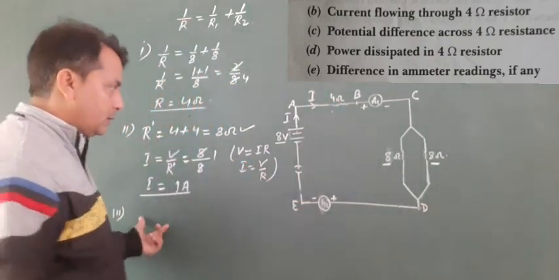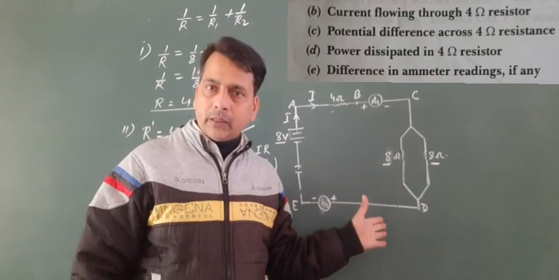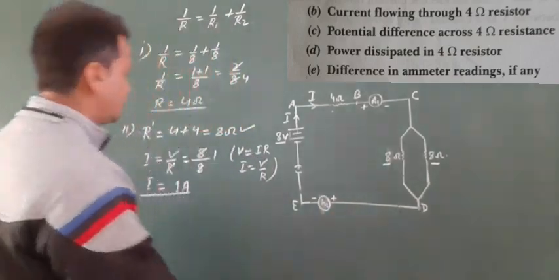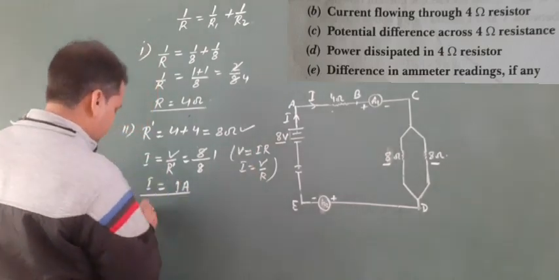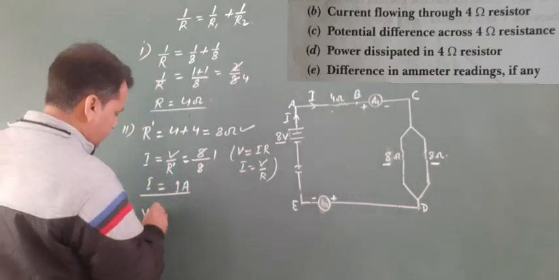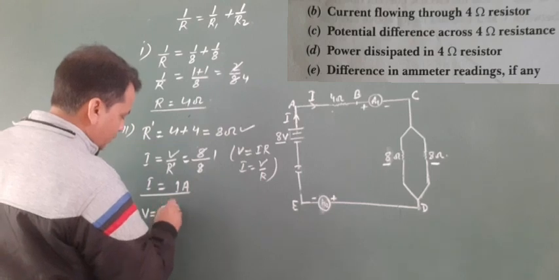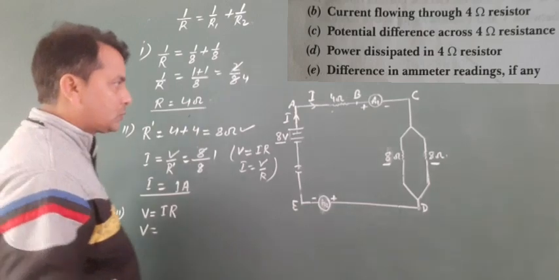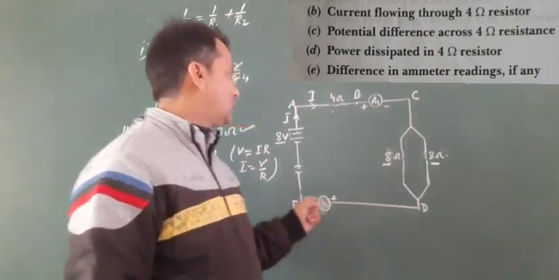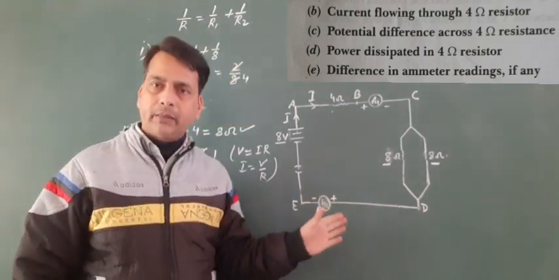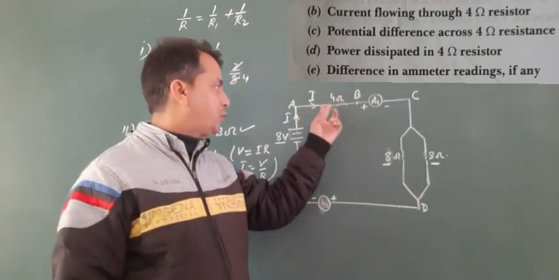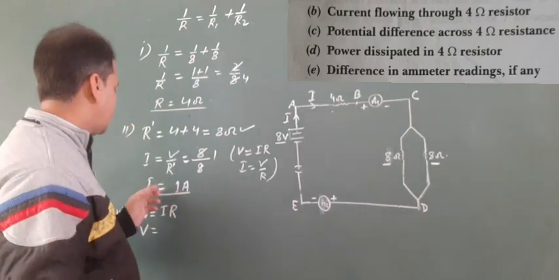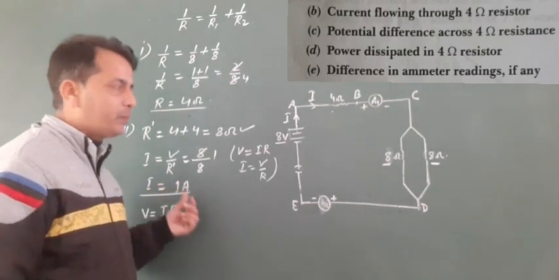Then we apply Ohm's law. We know that the potential difference V equals I into R. Potential difference V equals I into R. So in this circuit, the total current I flows across the 4 ohm resistor. In this circuit, I equals 1 ampere.